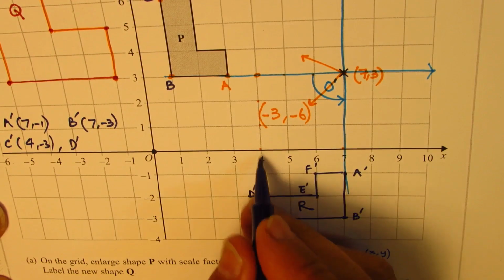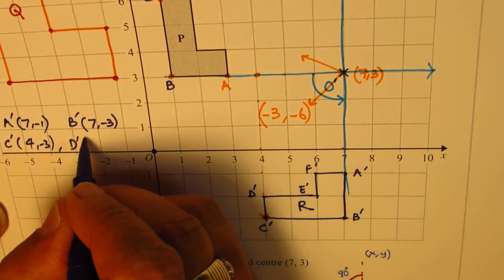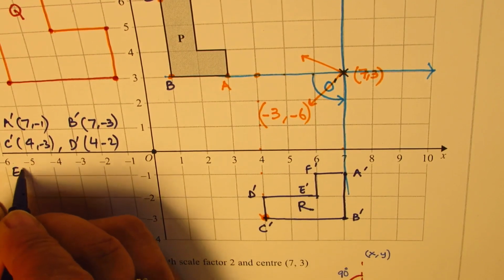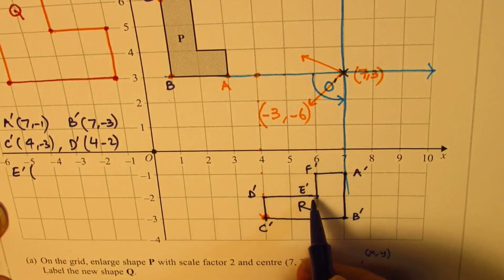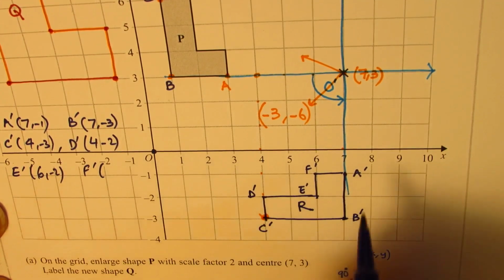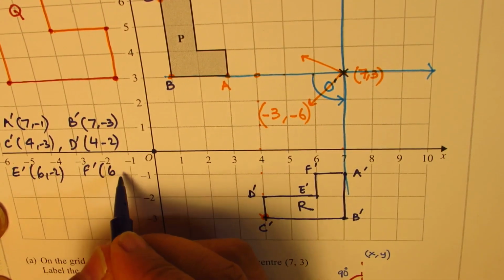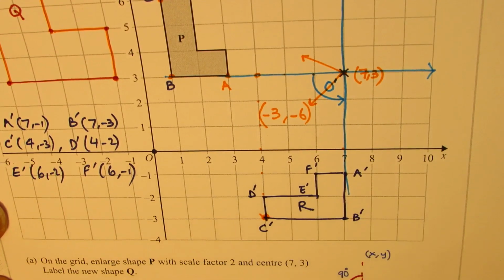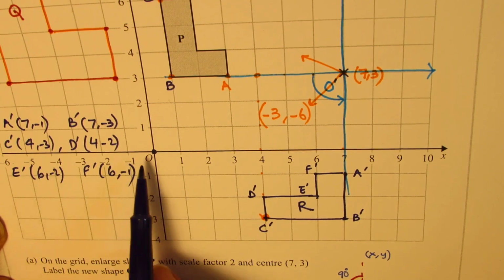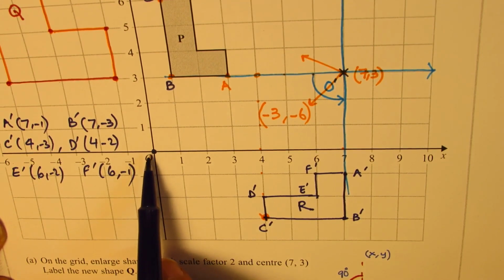D dash is 4 minus 2. The image of E is E dash, which is 6 minus 2. And F dash will be 6 minus 1. So I hope these steps are absolutely clear, right? So these points which we'll put in the solution will be with reference to the original origin, right?